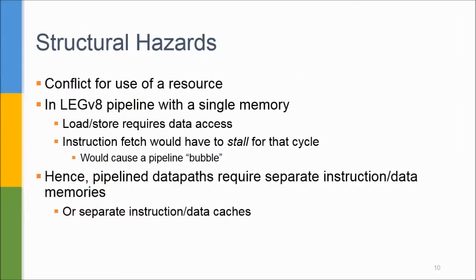Number one, structure hazard: when a pipeline instruction cannot execute in the proper clock cycle because the hardware does not support the combination of instructions that are set to execute. This first hazard is called a structure hazard. It means that the hardware cannot support the combination of instructions that we want to execute in the same clock cycle.